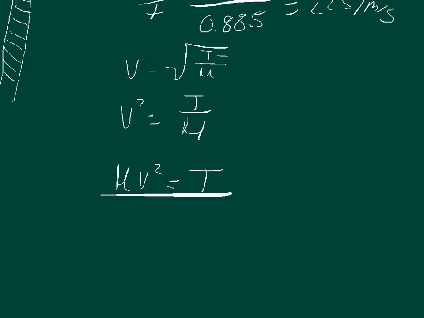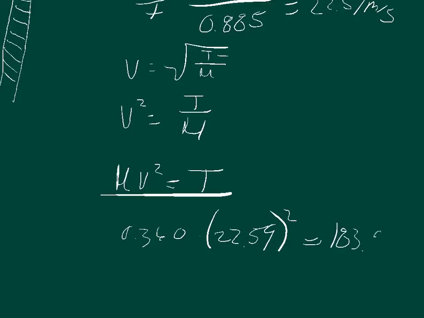We said that the linear density was 0.360, and we said that the velocity is 22.59, and we're going to square that value. And so you can plug those numbers into a calculator. You should get 183.85 newtons.